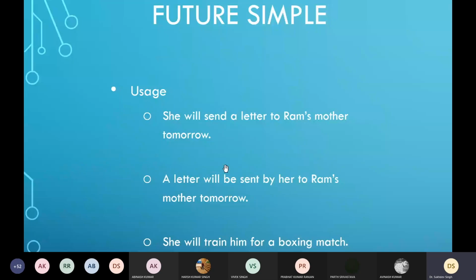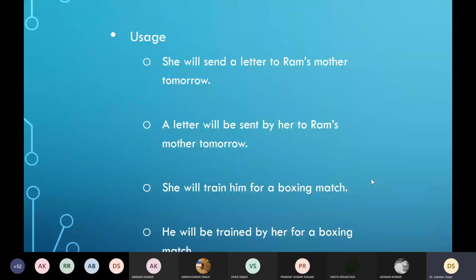We will begin the passive voice with a letter and then we will use will as it is. Just add be. After that, the first form send will be converted into the third form, it will become sent. We will add by. And then this subject she, as we've already discussed, is converted into passive as her. And then we add the rest as it is, to Ram's mother tomorrow. So she will send a letter to Ram's mother tomorrow is converted into passive voice as a letter will be sent by her to Ram's mother tomorrow.